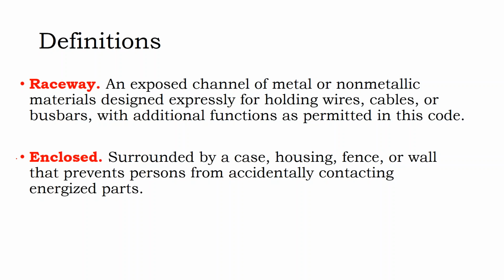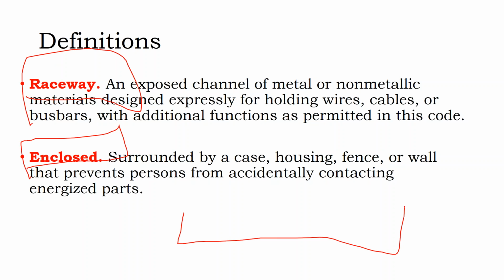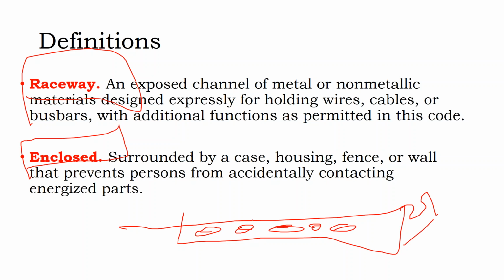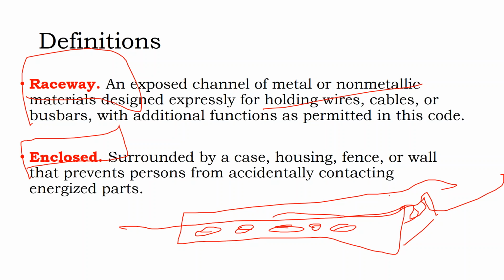And let's define a raceway. A raceway is an exposed channel of metal or non-metal, like PVC, designed for holding wires, cables, or bus bars together. And then we have enclosed, where it's surrounded by a case, a housing, a fence, or a wall that prevents persons from accidentally contacting energized parts. What's interesting about solar raceways is that you can have an enclosed requirement, or you might not. You might have a stick of Unistrut that has a U channel in it, and that could be a raceway to support your wiring, but it's not an enclosed raceway.